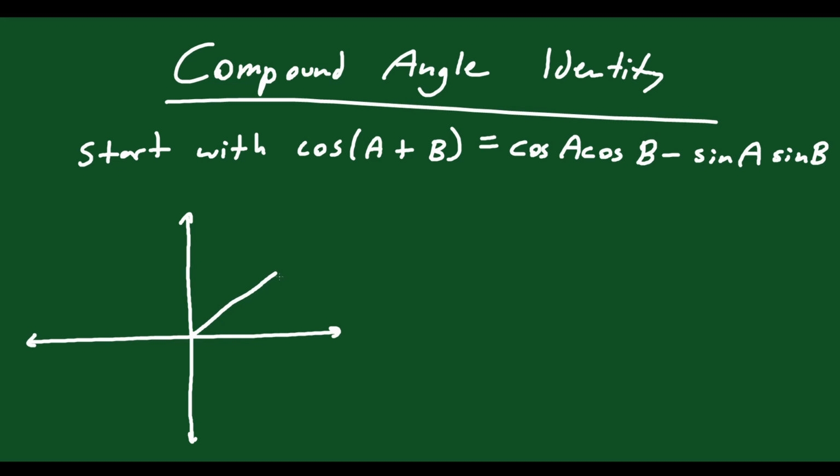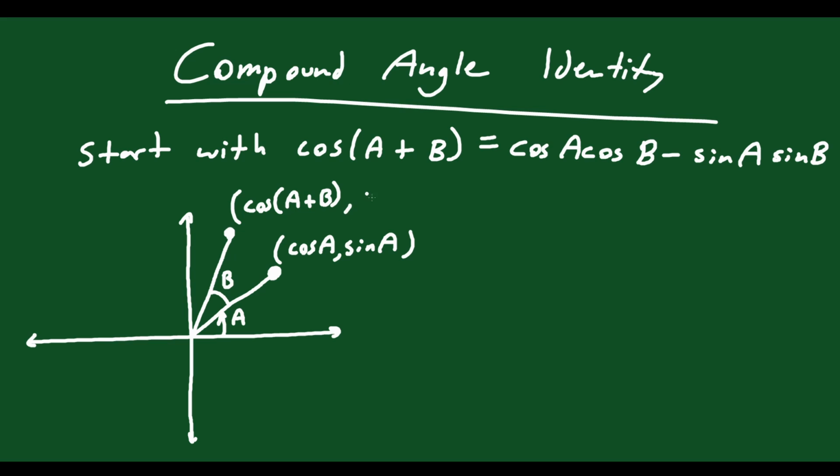If you think of angle A, let's just say this is angle A, this coordinate would be cos of A, sine of A, right? Because cos A represents the x value and sine A represents the y value. Now, what about angle B? Well, angle B could be this angle in between. So that means that this whole thing to get to here is A plus B, right? So the coordinate here would be cos A plus B, sine A plus B.